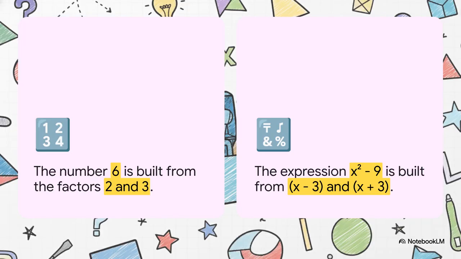And this really shows you what I'm talking about. Look, on the left, you've got 6, which we all know is just 2 times 3. Simple. Now look at the right. That x squared minus 9 thing, it's just x minus 3 times x plus 3. See, it's the exact same idea. We're just applying it to something that looks a bit scarier.